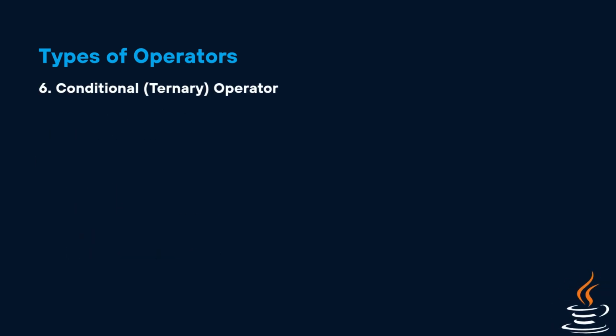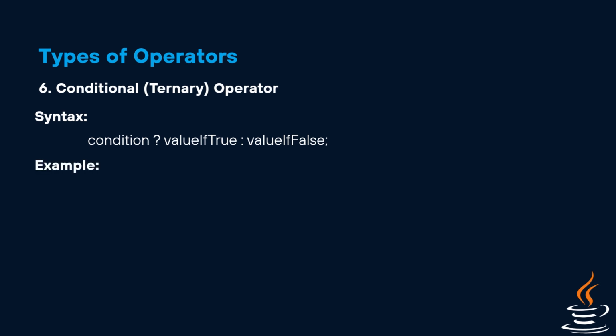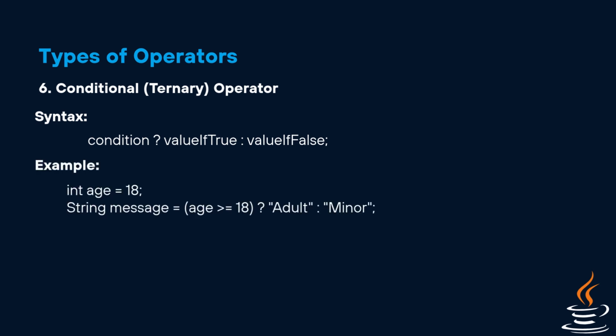Conditional or ternary operator. The conditional operator is a shortcut for an if-else statement. Syntax: condition ? value if true : value if false;. Example, int age = 18. String message = age >= 18 ? "adult" : "minor". Here message will be adult.